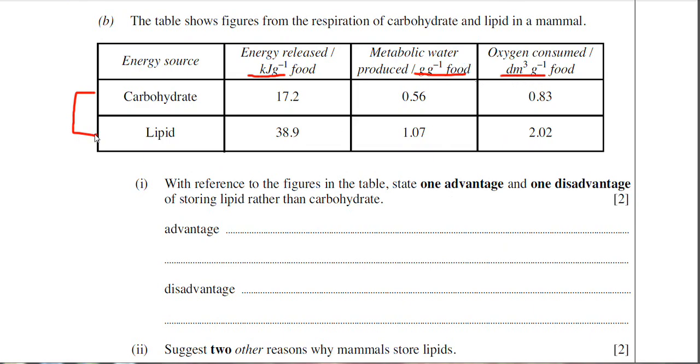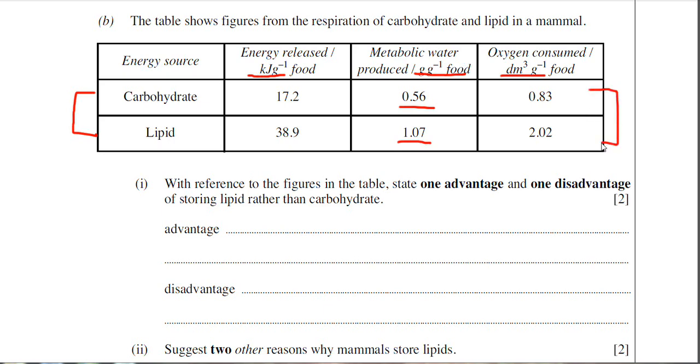Now remember, you've got to know about the little fact that fats or lipids release about twice the amount of energy for the same mass as carbohydrates. And that's basically what that data is showing you there. That's approximately twice the amount of energy being released by the lipid compared to the carbohydrate. Metabolic water, basically during respiration, where glucose and other molecules are converted into ATP, you do get the release of water, and that's what the metabolic water refers to there. So you get 0.56 for carbohydrate and 1.07 for the lipid.